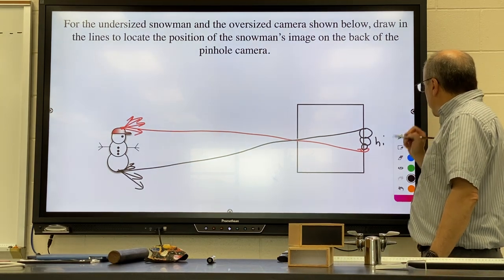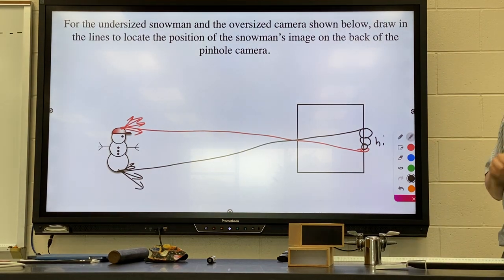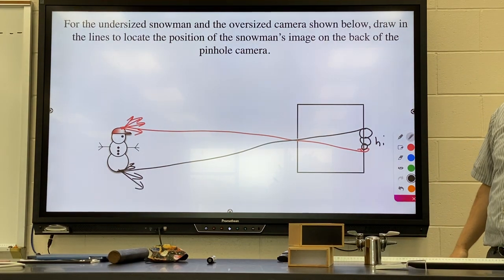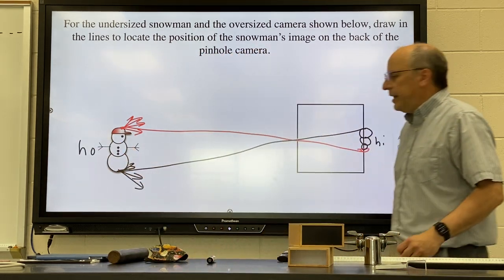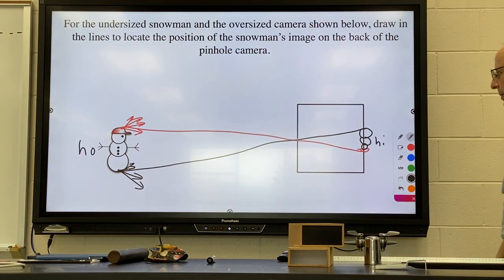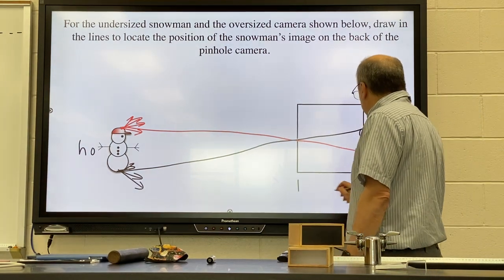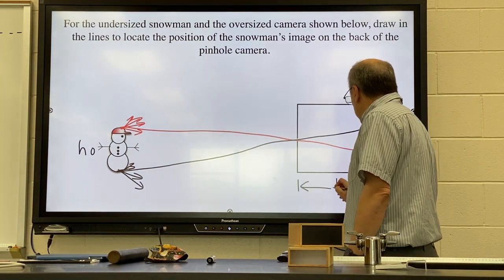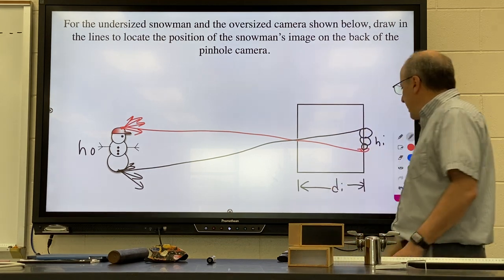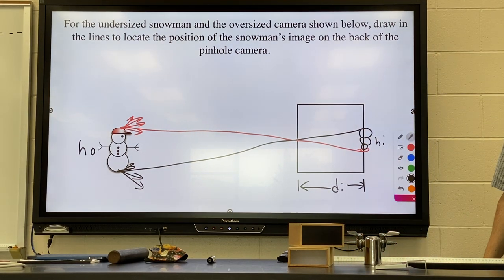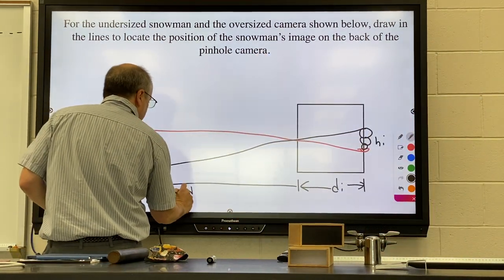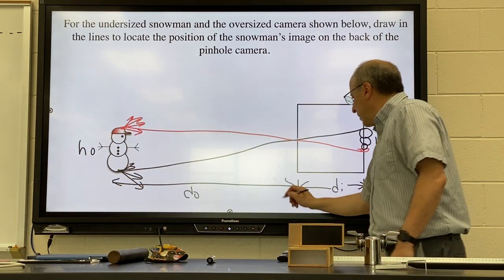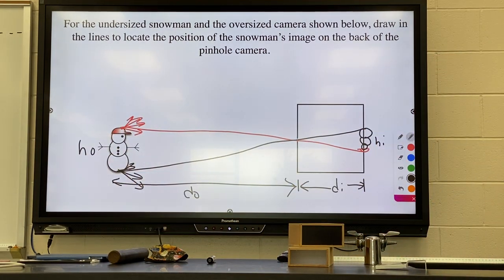When we measure things for this scenario, oftentimes we care about the size of the image. So HI is going to stand for the height of the image. We're going to compare it to the height of the object, the original snowman. And we're going to see that it depends upon how big the cavity is in the pinhole camera, that is the distance from the pinhole to where the image is going to form, and also how far the object is away from the pinhole.